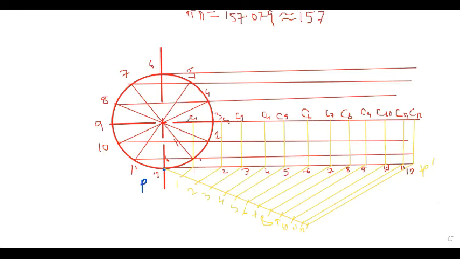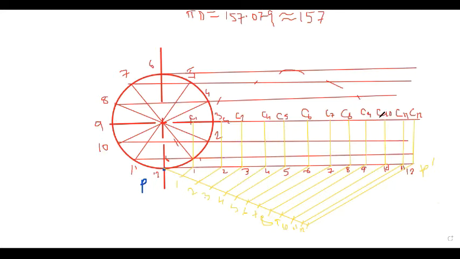Then C3, this is the 3 horizontal line. Suppose it cuts here. Then C4 center point, cut here. C5, cut here. Then C6, it will just touch. You see, it will just touch. Then C7, again, this is the 7 horizontal line. Then C8, this is the 8 horizontal line. Then C9, again the 9 horizontal line.